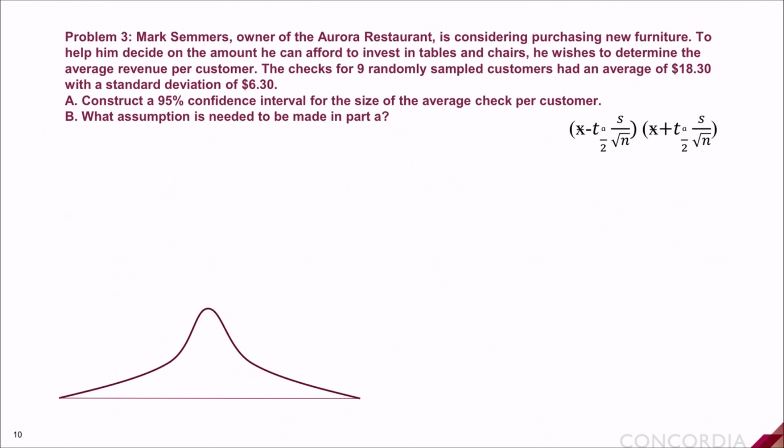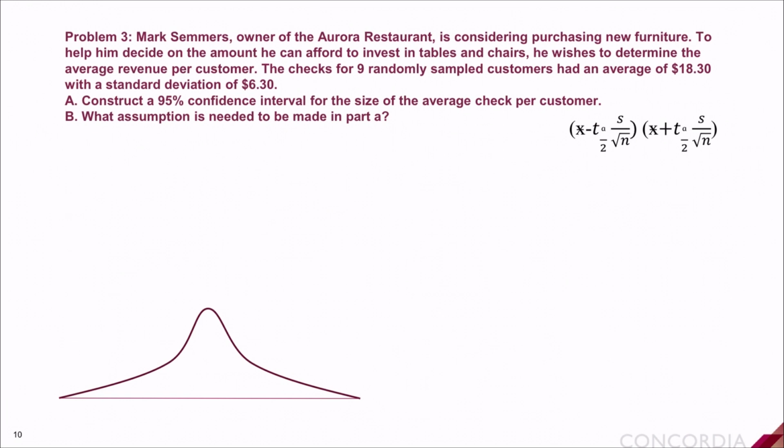Problem 3. Mark Simmers, owner of Aurora Restaurant, is considering purchasing new furniture. To help him decide on the amount he can afford to invest in tables and chairs, he wishes to determine the average revenue per customer. The checks for 9 randomly sampled customers had an average of 1830 with a standard deviation of 630. A. Construct a 95% confidence interval for the size of the average check per customer.